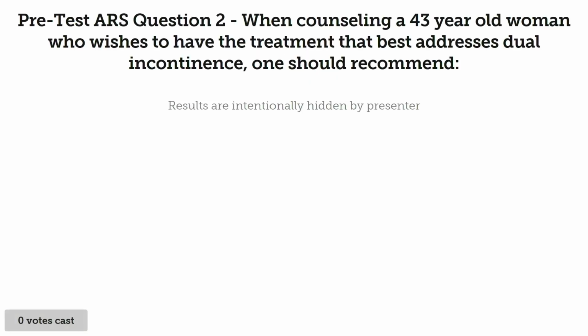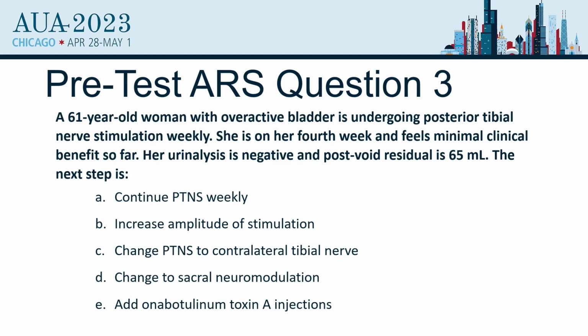Okay, question number 2. When counseling a 43-year-old woman who wishes to have the treatment that best addresses dual incontinence, one should recommend. Oops. You need to go back. Well, think in your head what you would recommend for dual incontinence. Of all the third line therapies that you know of, PTNS, sacral neuromodulation, onabotulinum toxin, adding another medication, combination therapy, that sort of thing.